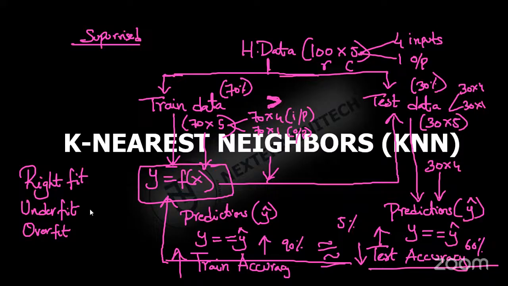In general, you cannot directly expect a model which is right fit. You do a lot of experiments, and when we do a lot of experiments, we'll get a right fit model. We may get underfit and overfit models initially, but we'll tune the model to become right fit. What does right fit mean? A model which performs very well on both train and test data.